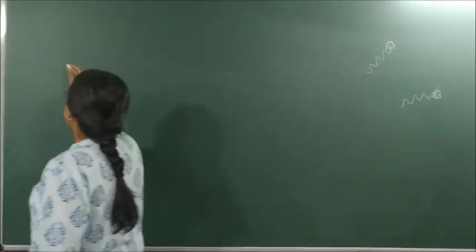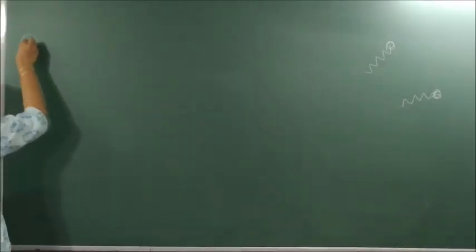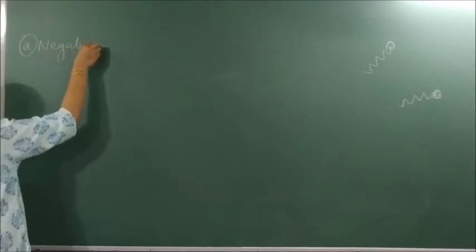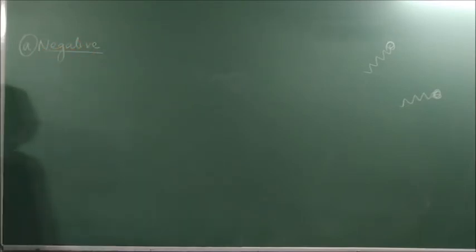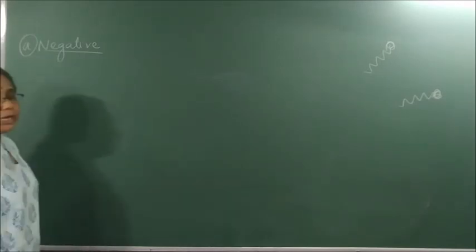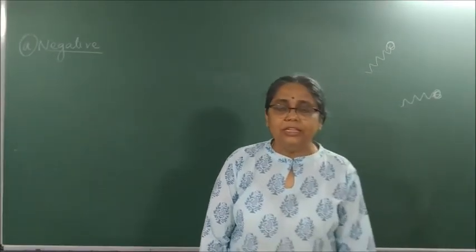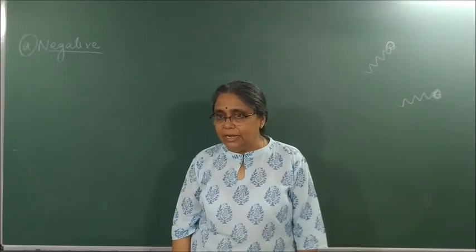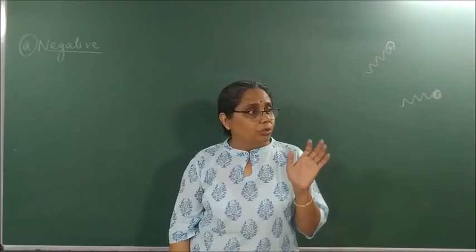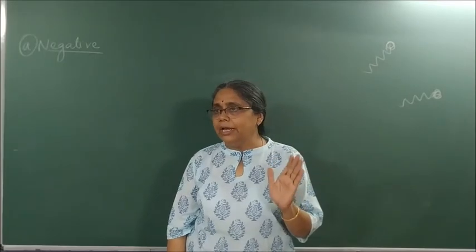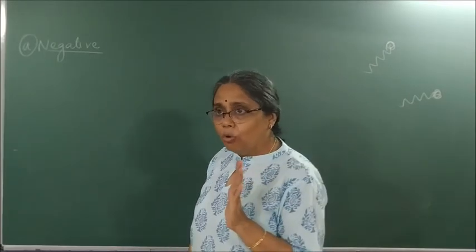So write A, negative unidentate ligand. Negative unidentate ligand. Okay. Now what is important about these negative unidentate ligands? Whenever you write the name of these negative unidentate ligands, you need to add an O to it. Did you get my point? All negative ligands end as O.